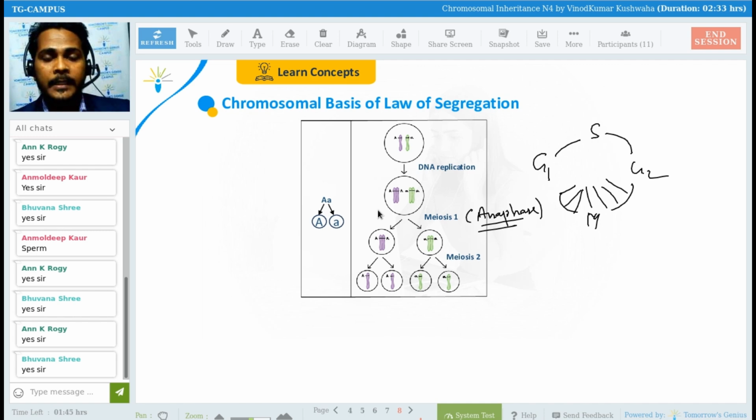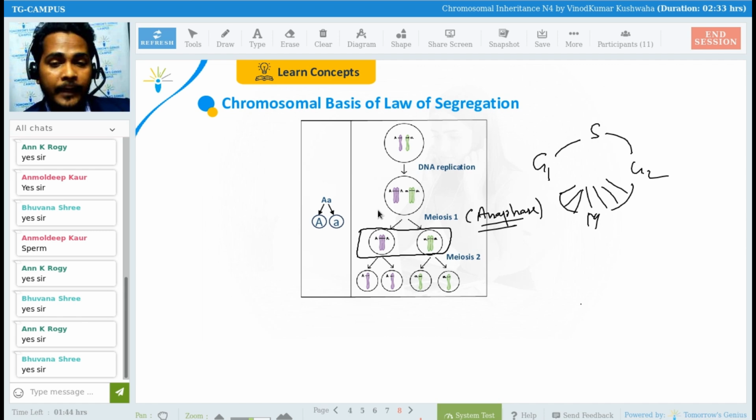Now please focus on this. What I said is that at the time of segregation, homologous chromosomes bearing the factors, those factor pairs segregate in anaphase 1 of meiosis first, producing two daughter cells. You can see here that in the first meiotic phase it produces two daughter cells. This is one and this is two. So they produce two daughter cells.